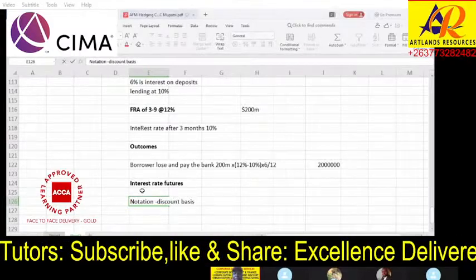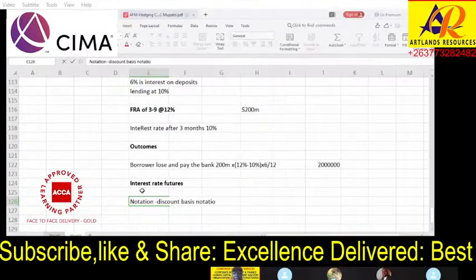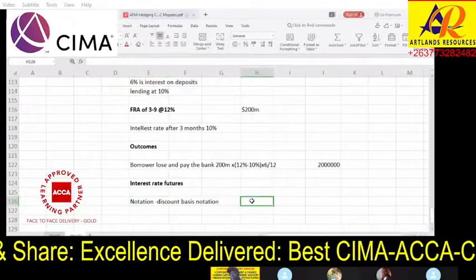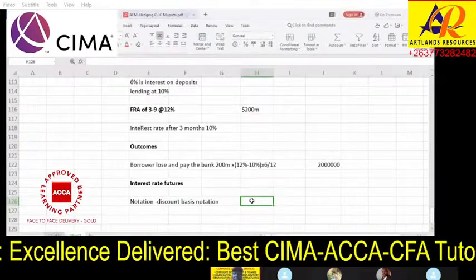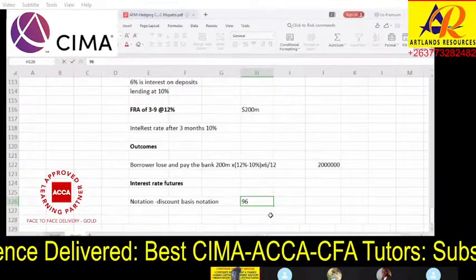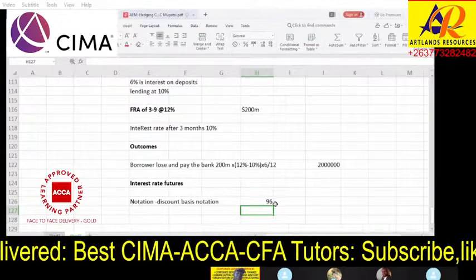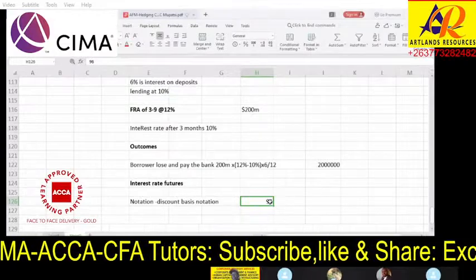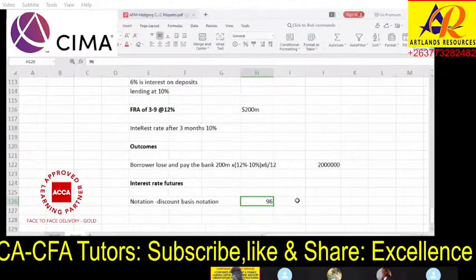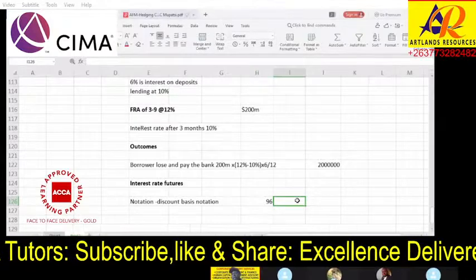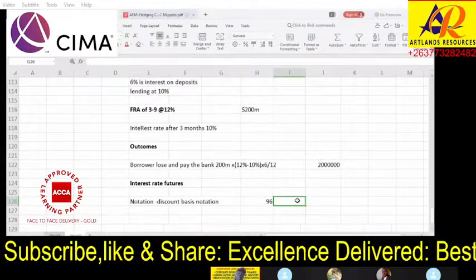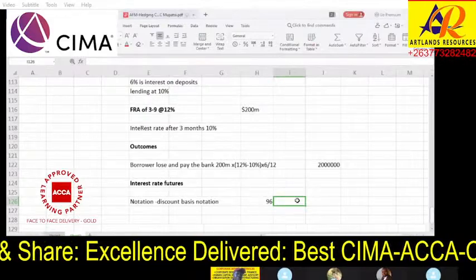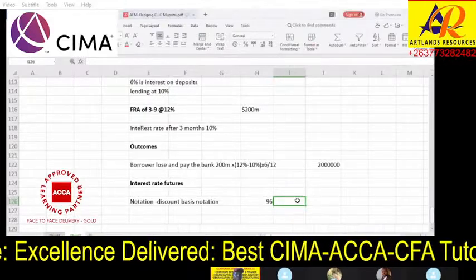Discount basis notation. Suppose we are saying the interest rate on the futures is 4%, we denote it as 96, meaning 100 minus 4. So if we say the futures price is 96, we are simply saying the interest rate quoted on the futures is 4%. That's what we are simply saying. So if we say the futures price is 90, we are simply saying the interest rate quoted on the futures is 10%. You say 100 minus the rate. That's notation.